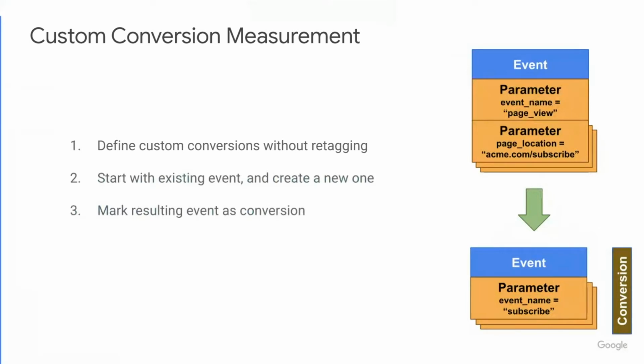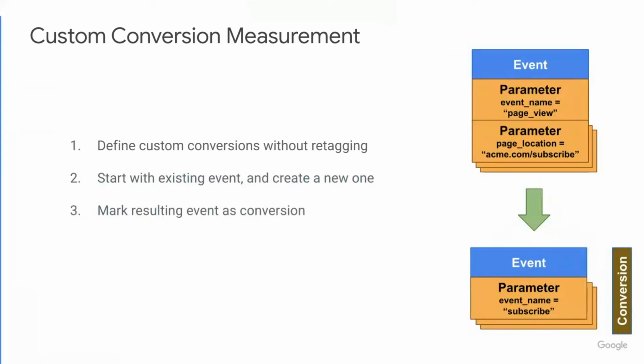Instead, now with this feature, you can make your edits, and in real time, immediately they will start taking effect and impacting your data. So in this case, what you're going to do is you're going to tell us what type of event you want to look for, and then we're going to create a brand new event from that you can mark as a conversion.